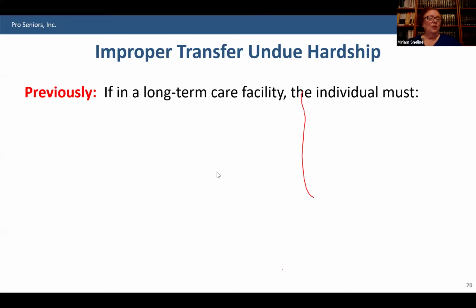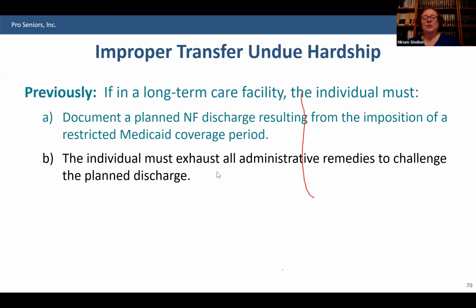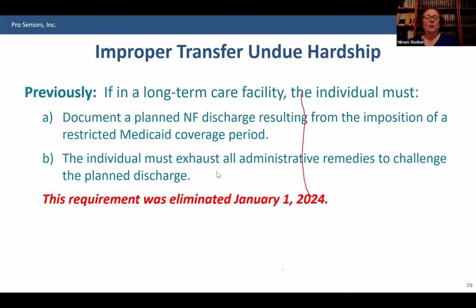Now, with regard to our nursing home residents, previously, the rule was that the individual must document that they were going to try to discharge you and exhaust all administrative remedies to challenge the plan in charge. That rule was eliminated January 1st of 2024. But what does that mean effectively? So if this piece is now gone, so you don't have to document that, and you still show, hey, we're going to try to discharge them.